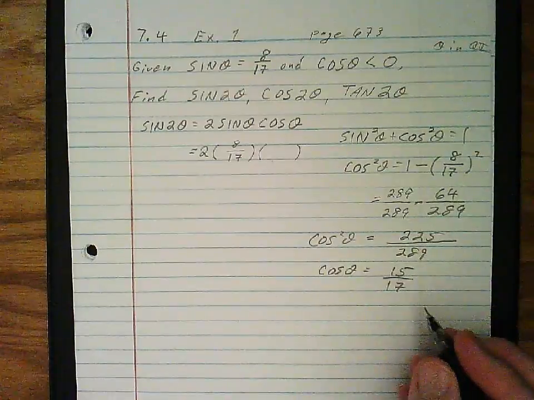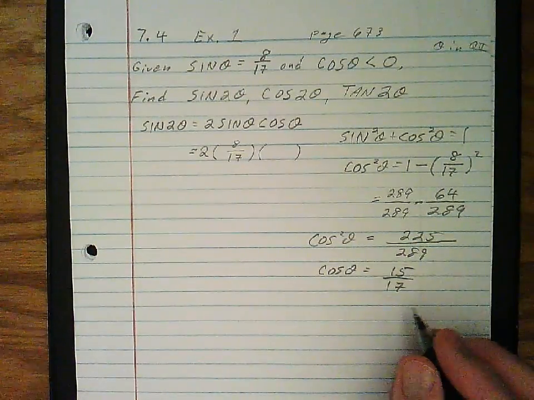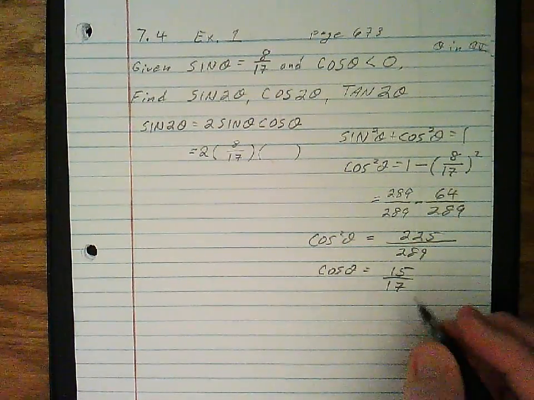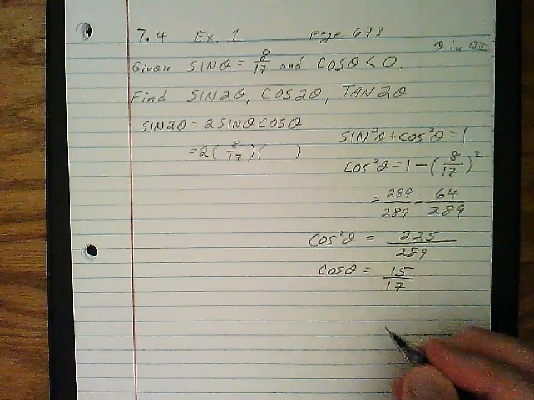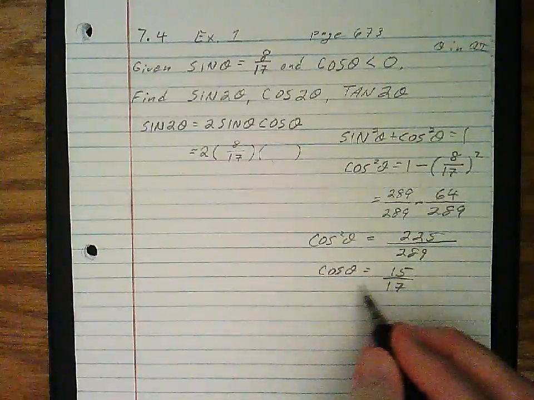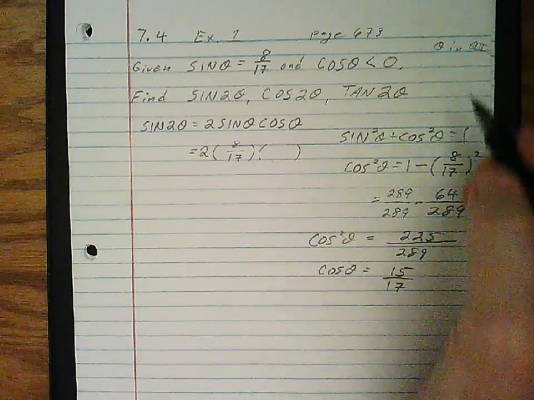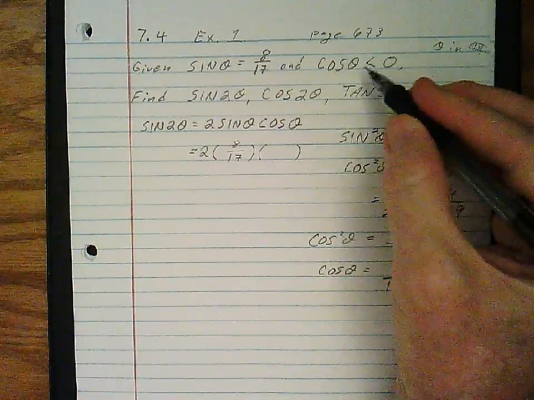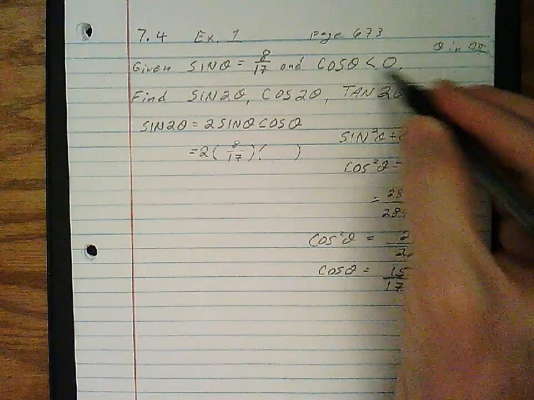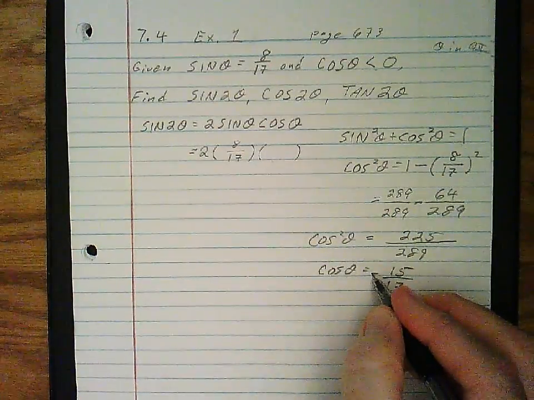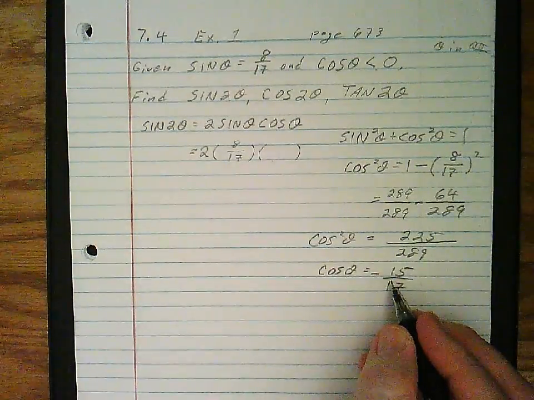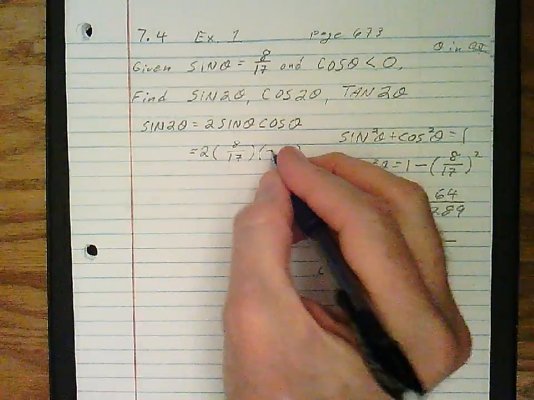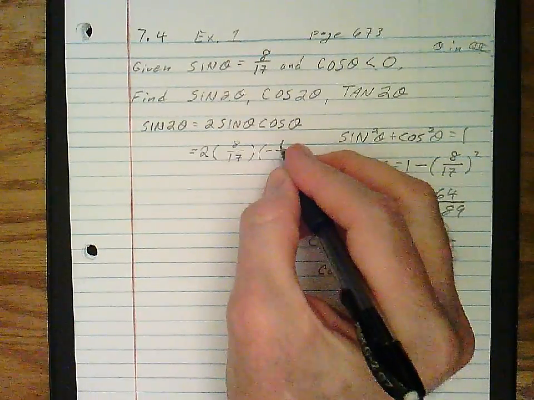It doesn't always work out. Sometimes you get radical answers. You've got to use those radicals, no decimals here, right? Ooh, remember when I take the square root of both sides, I get a plus or minus as a result. But remember, up here we said theta was in quadrant 2. We also said cosine of theta is negative. So we're going to use just the negative root of that. So negative 15 over 17, that's what cosine theta equals.